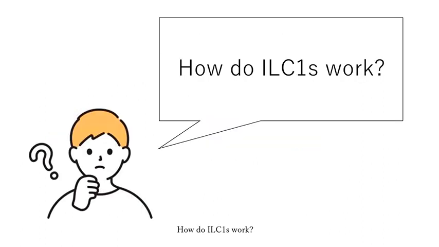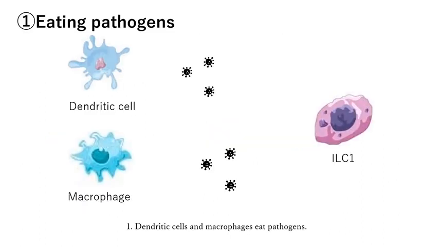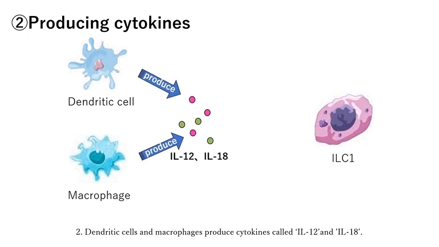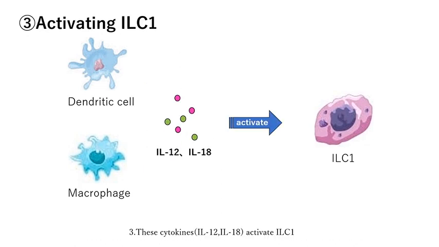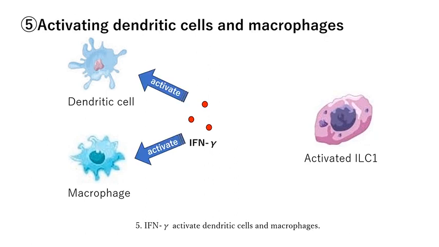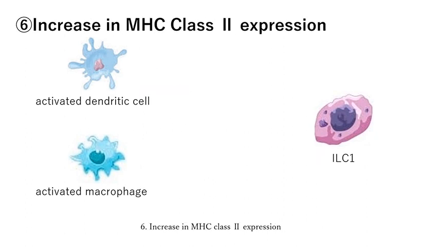How do ILC1 work? 1. Dendritic cells and macrophages eat pathogens. 2. Dendritic cells and macrophages produce cytokines called IL12 and IL18. 3. These cytokines activate ILC1. 4. Activated ILC1 rapidly produces interferon gamma. 5. Interferon gamma activates dendritic cells and macrophages. 6. Increase in MHC class II expression.